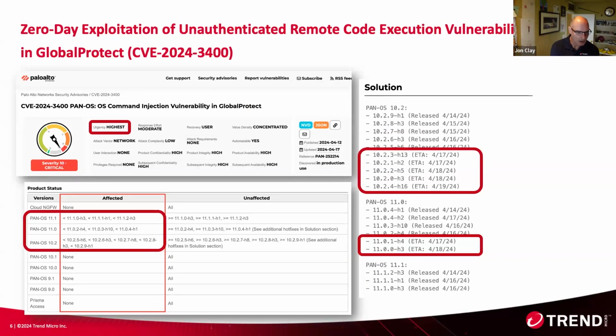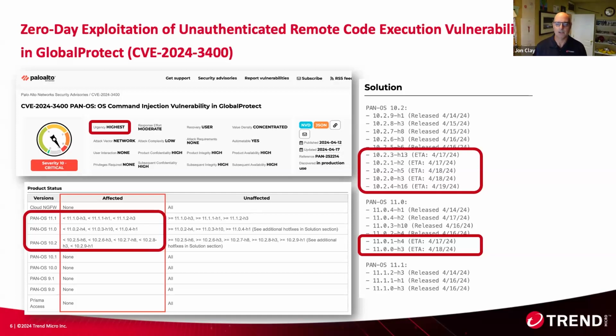Now, on the bottom here, you'll see what Palo Alto operating systems were affected. And you can see here it was 10.2.5, 11.0.2, and 11.1 were the affected operating systems. So one of the things obviously you want to do is look at what operating system version you have to see if you are affected or not.